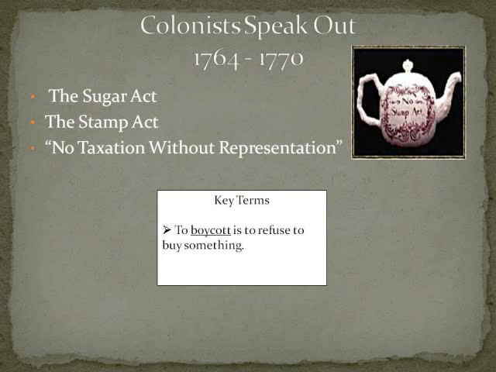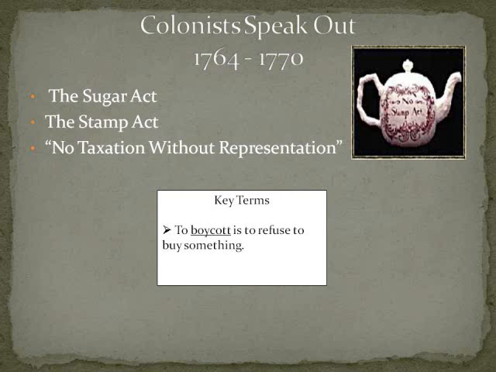In 1764, British Parliament reviewed its costs from the French and Indian War and realized that they did not have enough money to pay for it. So they decided to pass new laws to make the colonists pay more taxes. The first law was known as the Sugar Act. The Sugar Act added taxes on sugar and other items coming into the colonies from other places.